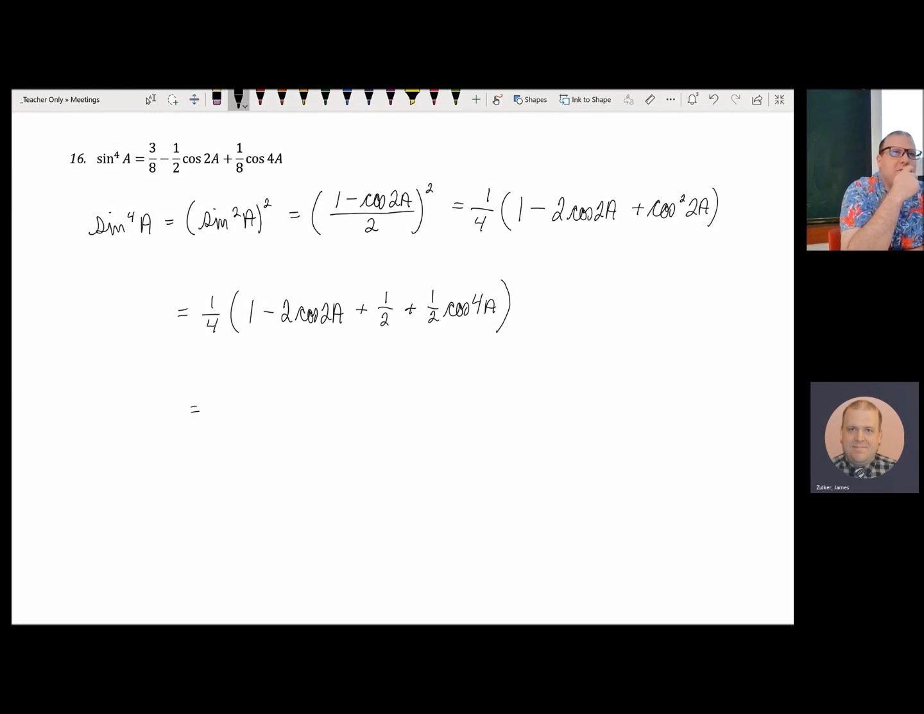One plus a half is 3/2, right? And then times a quarter, 3/8. Minus a quarter times 2 is a half. Plus a quarter times a half is an eighth. Which is what we wanted.